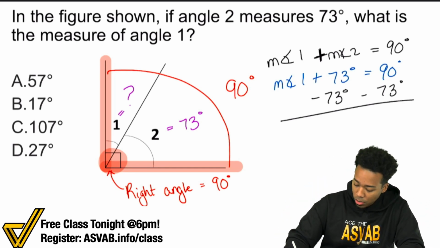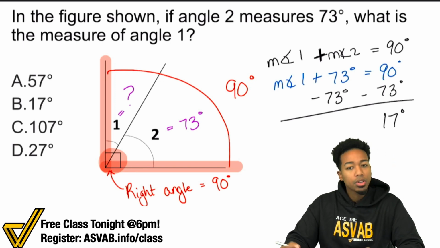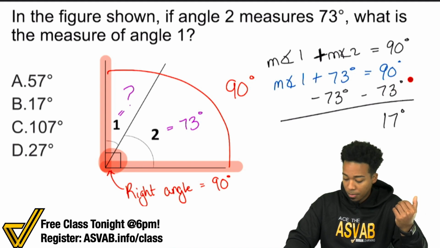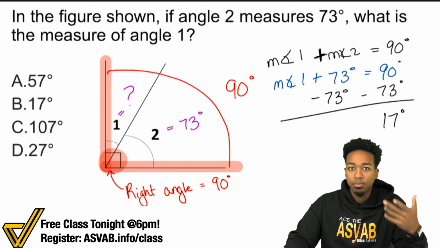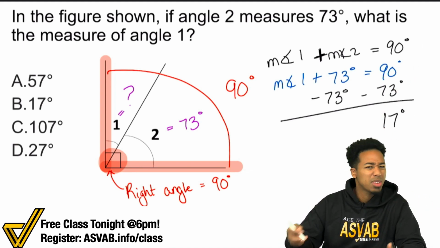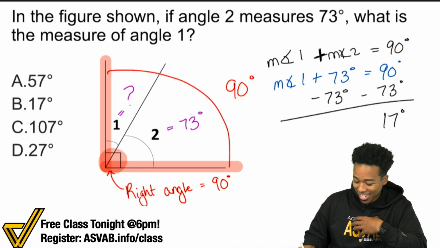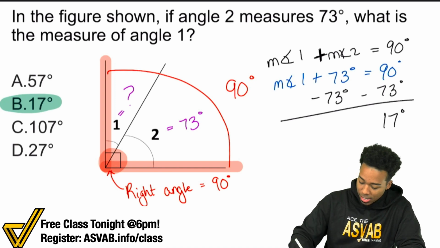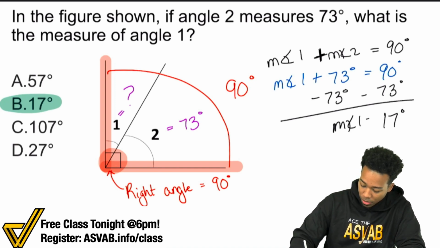So here the answer is going to be 17 degrees. You can use some mental math and say 73 to 80 is 7. Then up to 90 is another 10. 10 plus 7 is 17. Mental math way to do some subtraction, and there we have it. The answer here is B. That is the measure of angle 1.